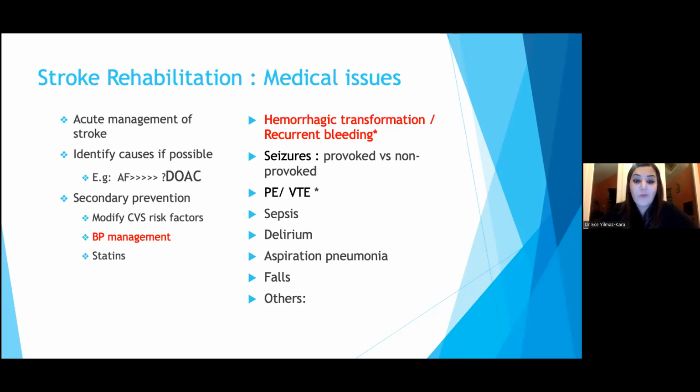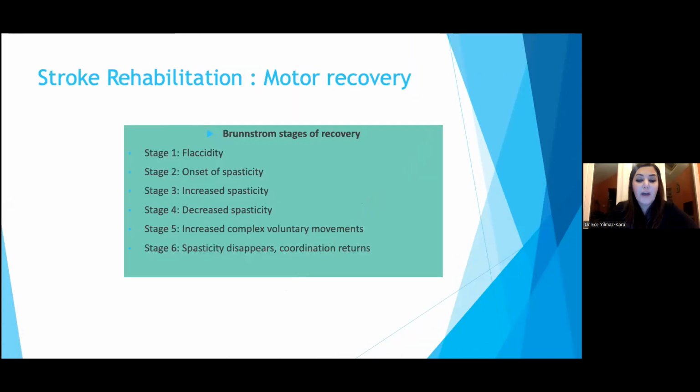We also on rehab wards often deal with sepsis, delirium, aspiration pneumonia, and falls, and many other medical issues like electrolyte imbalance and metabolic bone disorders. For electrolytes, for example, hyponatremia and hypercalcemia can be issues. So these are the medical issues.